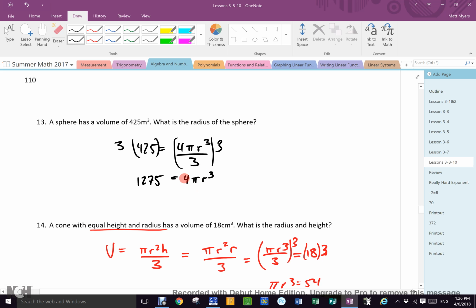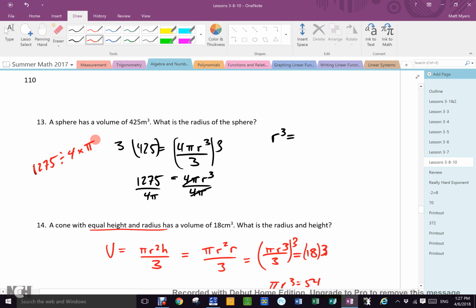How do I get rid of the 4? Divide by 4. Divide by 4. Now, if I'm going step by step, I should divide that by 4 right now, yeah? But if I know what I'm doing, I can also look over here and say I also need to divide by pi, don't I? So if I divide by pi there, I'm going to divide by pi there. Now, here is where you all will make your mistake. You don't actually know how your calculator works, even though you insist on using your calculator for absolutely everything. If you punch this into your calculator, 1,275 divided by 4 times pi, your calculator is going to give you the wrong answer.